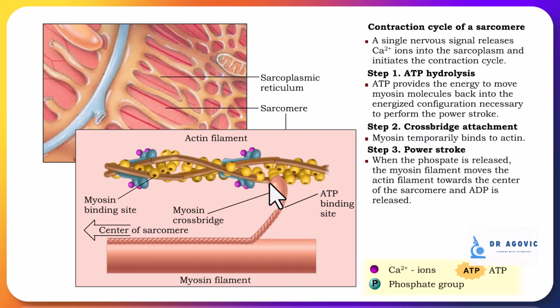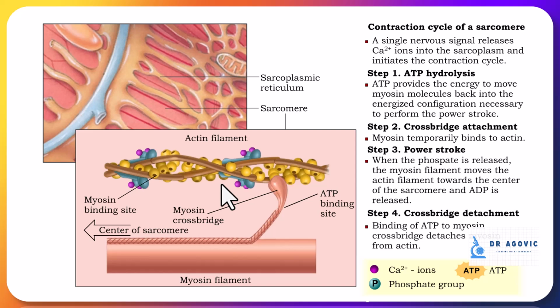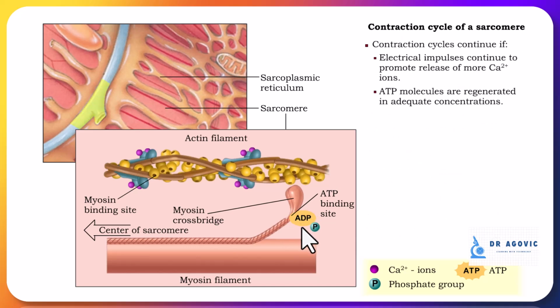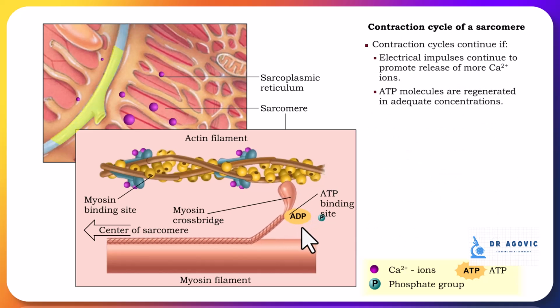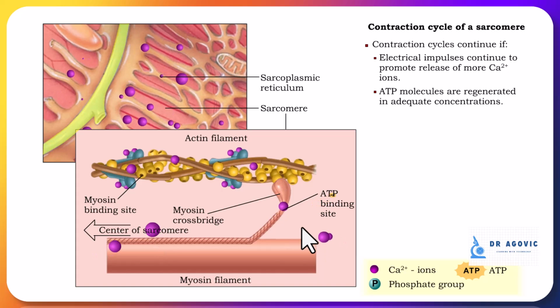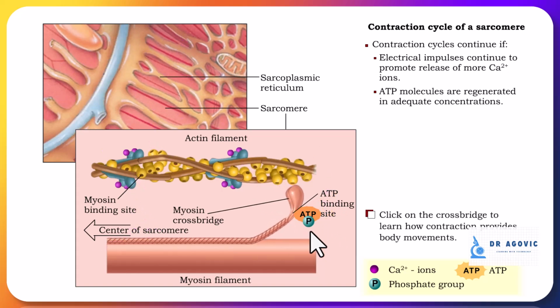The myosin filaments rotate, releasing the ADP. The force of the rotation slides the actin filaments toward the center of the sarcomere. Fourth, the myosin head and actin are detached when another ATP molecule binds to the crossbridge. This ends a contraction cycle. The cycle continues as long as ATP hydrolysis continues and nervous impulses continue to reach the cell.